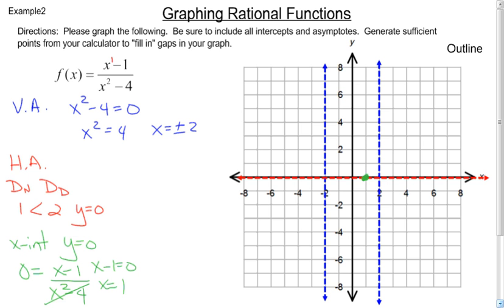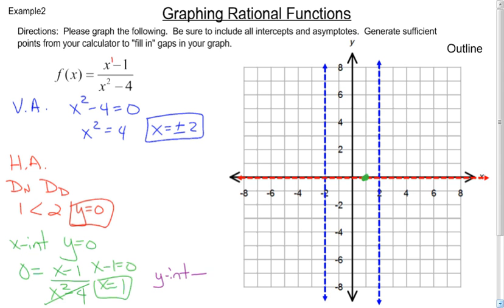Okay? Take a second and just sort of put some highlight around some of the results I've been finding. Okay? It's nice to have these labels of saying what I'm finding too, even if they're shorthand by saying VA, HA, X Inc, what have you. Okay? And now I will take a look at my y-intercept.